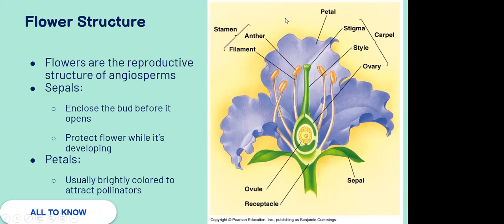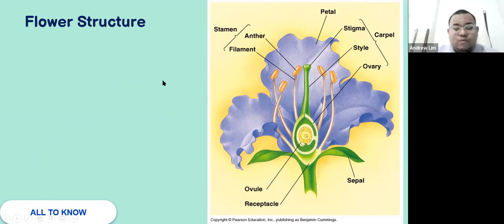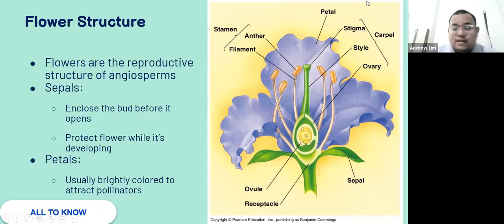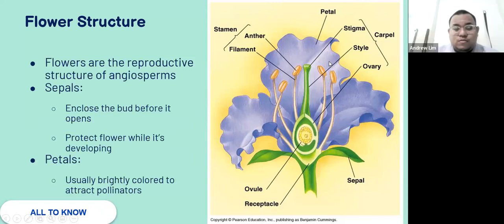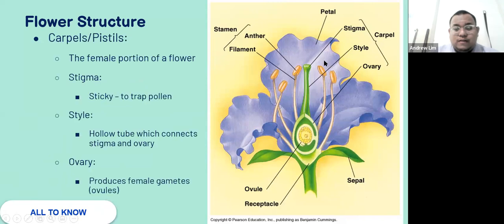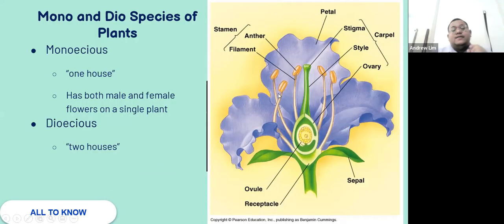Teacher, why does the left one have 3 stamens and the right one has 2 stamens? Why does the red one have 3 stamens? Okay, the number of stamens depends on the flower. Some flowers have only 2, some flowers have 3. It depends on how the flower is designed. So every flower has different stamens.